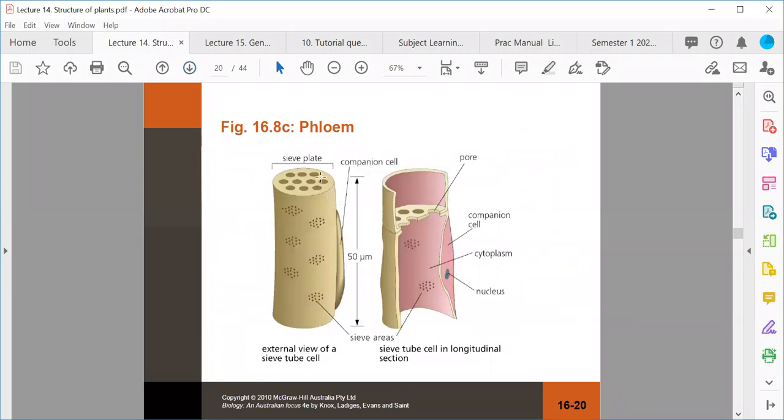So here is our typical sieve tube cell. And you can see why it's called a sieve tube cell, because each end resembles a sieve. So the end of the cell is called a sieve plate. But you can also see that in the actual side walls of this cell, there are also numerous tiny pores, which are called sieve areas. Okay, and to the right here, we can see the close association with a companion cell, which provides metabolic support to the sieve cells.